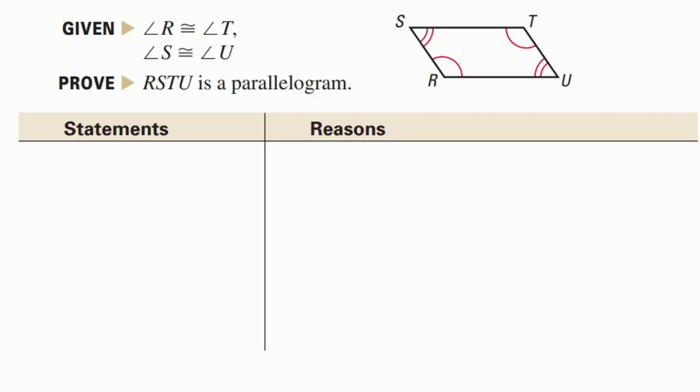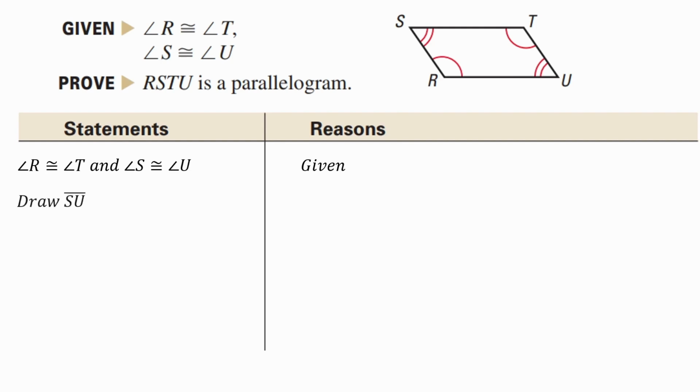Here we're given that angle R is congruent to angle T and angle S is congruent to angle U. You're going to prove that RSTU is a parallelogram. Let's start with our given information here. We know that angle R is congruent to angle T, and we know that angle S is congruent to angle U.